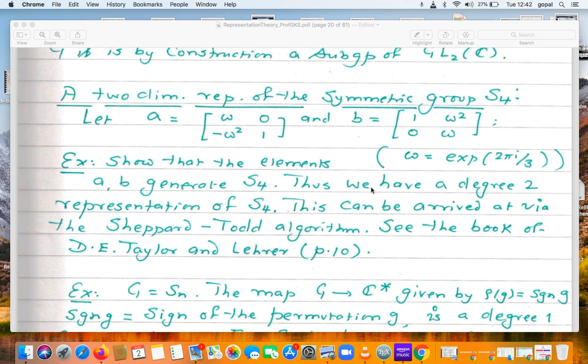But somebody gave us these two matrices. How would you have divined that this kind of stuff would work? Taylor and Lehrer in their book on unitary reflections explain how this can be arrived at systematically by an algorithm called the Shephard-Todd algorithm.